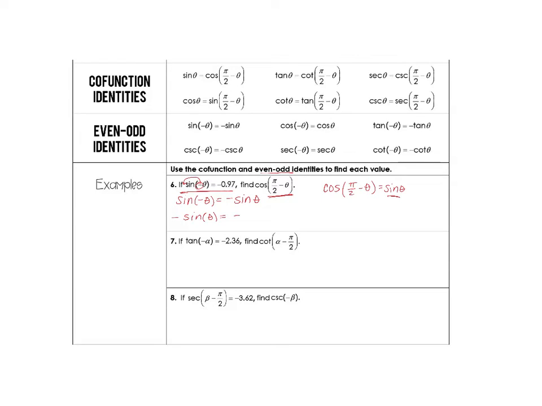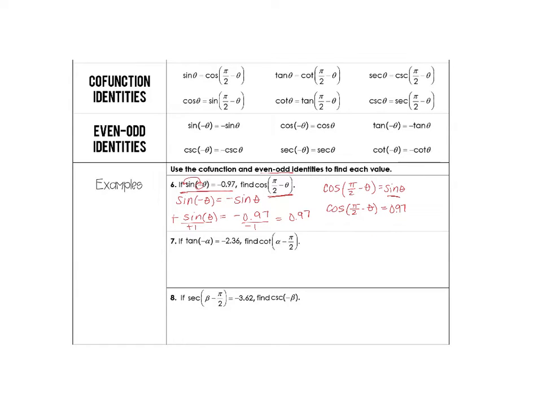equals negative 0.97. And so if we divide both sides by -1, notice that we end up with positive 0.97 is equal to sine. And so that in turn also tells me what cosine of pi over 2 minus theta is equal to. It is going to be the positive 0.97.